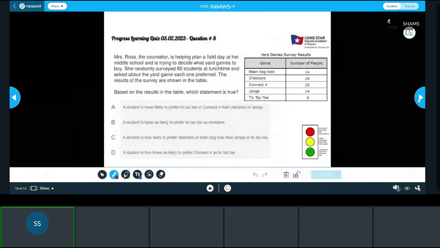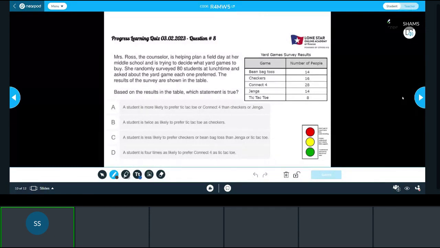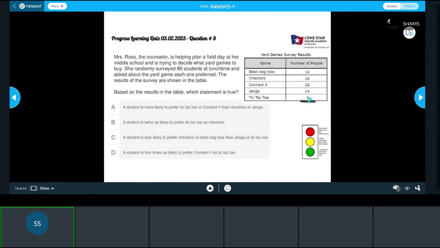Mrs. Ross, the counselor, is helping plan a field day at her middle school and is trying to decide what yard game she buys. She randomly surveyed 80 students at lunchtime. Very safe to say that the total is 80.